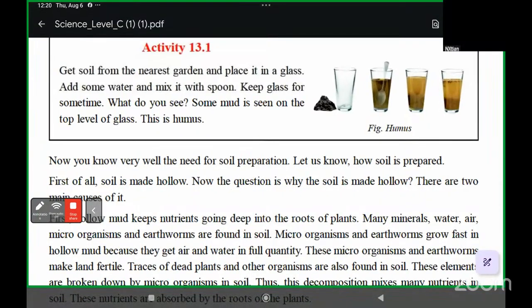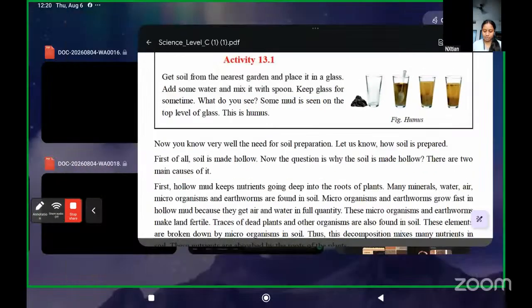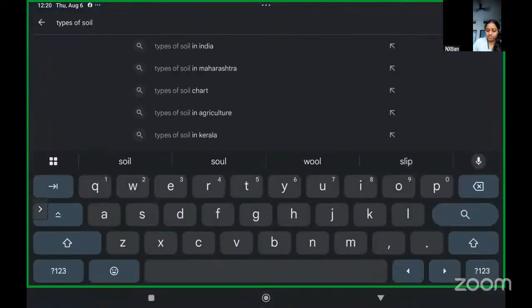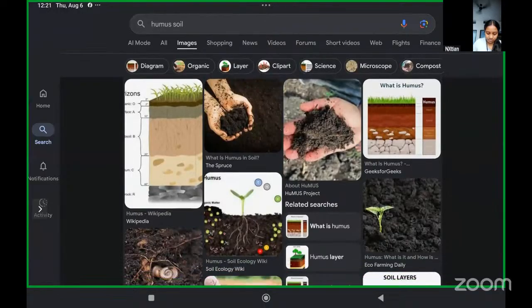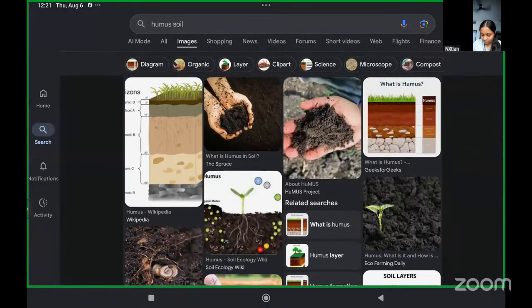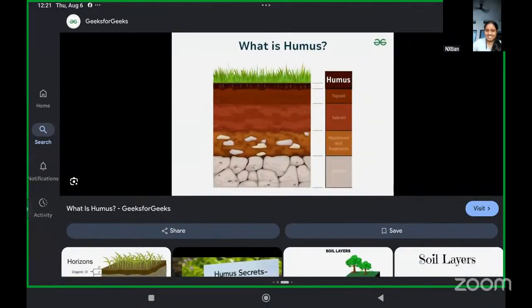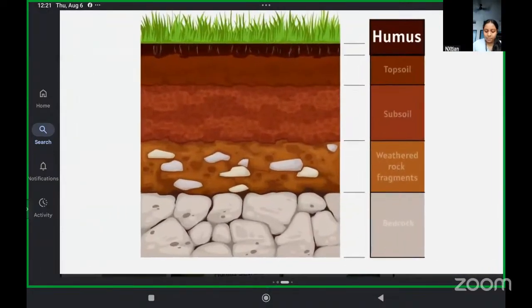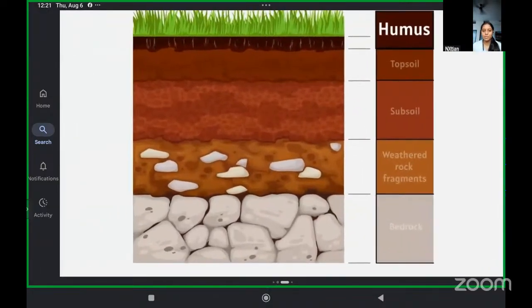One more image I will show you. It is 6 inch only, I think so. This image is the structure of how it is beneath the ground. The structure of soil beneath the ground.